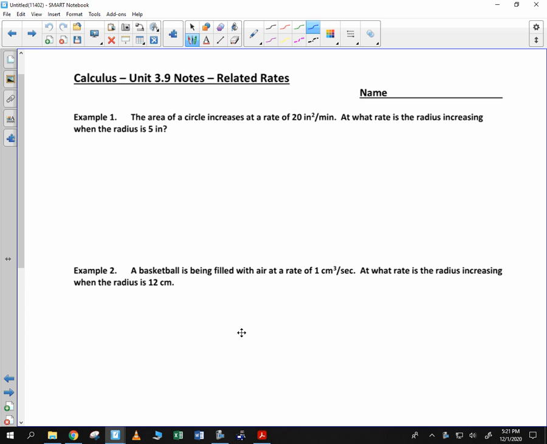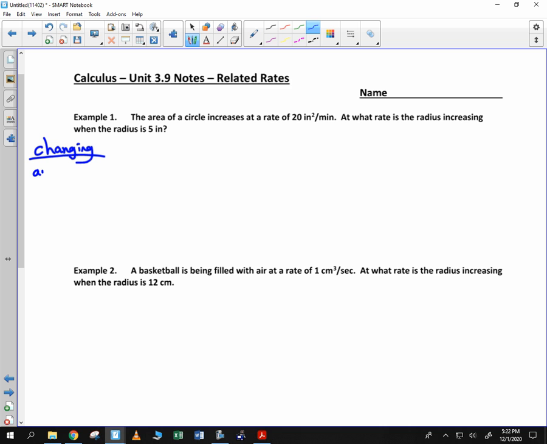Let's just look at the first example. It says the area of a circle increases at a rate of 20 square inches per minute. At what rate is the radius increasing when the radius is 5 inches? That's a really good question. I want you to think about all the things that are changing here with the circle. So what are some things that are changing?